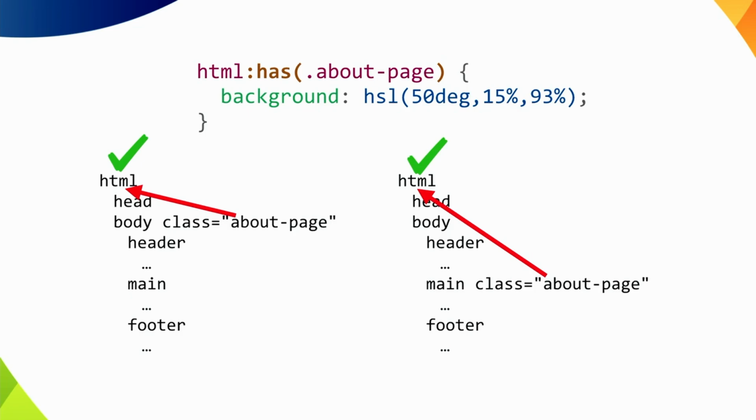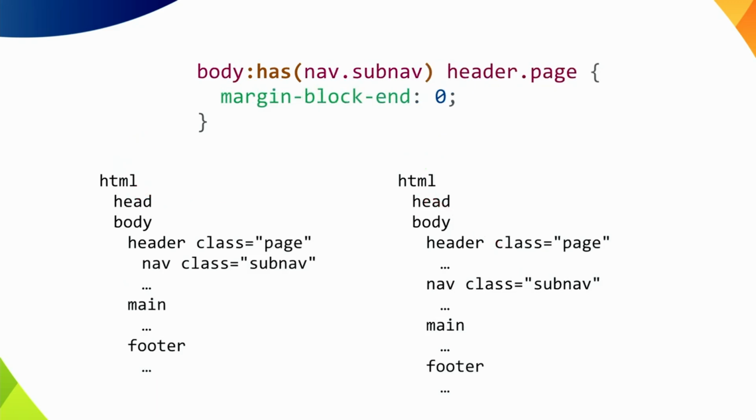Again, I'm not saying that you should do that, but you could. In this example, any body element that has a descendant nav with a class of subnav, then any page class descendant header elements get matched. And in the first example, the nav with a class of subnav is inside the header, but in the second example, it's not. Okay? And in this case, the header gets a margin block end of 0.